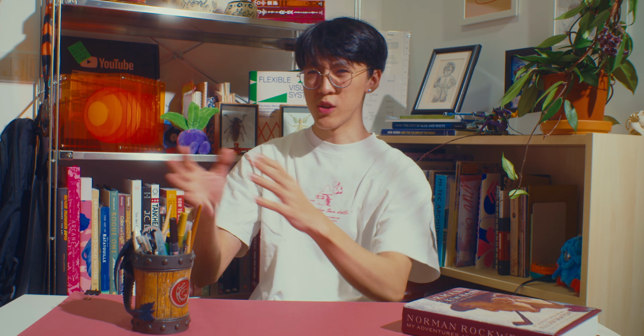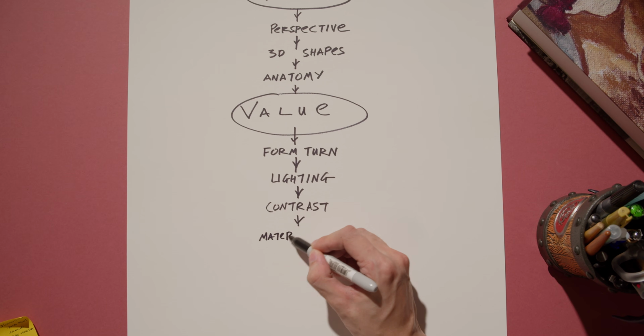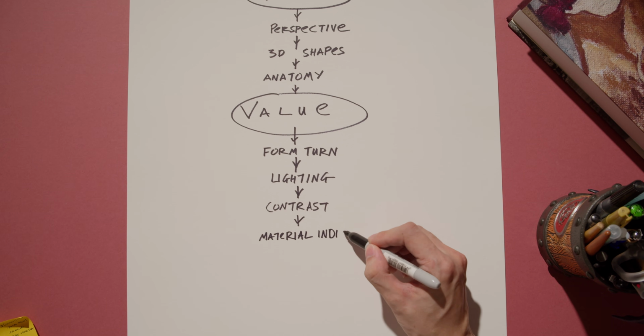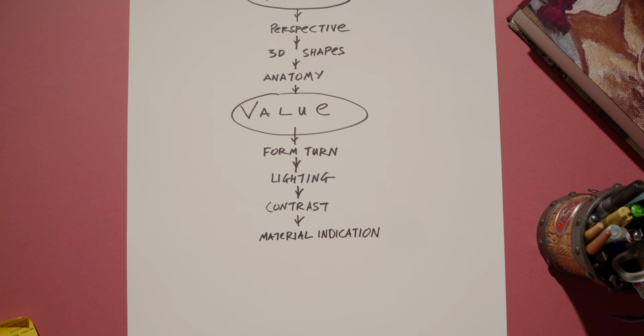Now, be cognizant of your value range and where each part of the value range is being used in your painting. Does your metal look metallic? Does your fur look furry? Different materials reflect light differently.